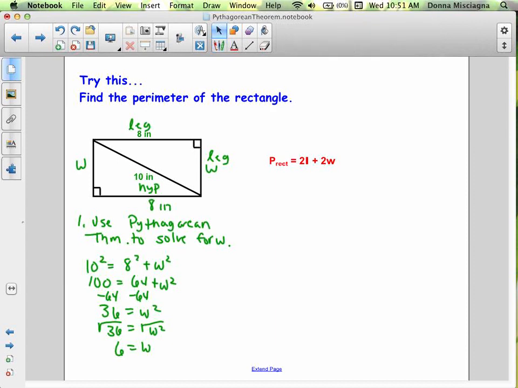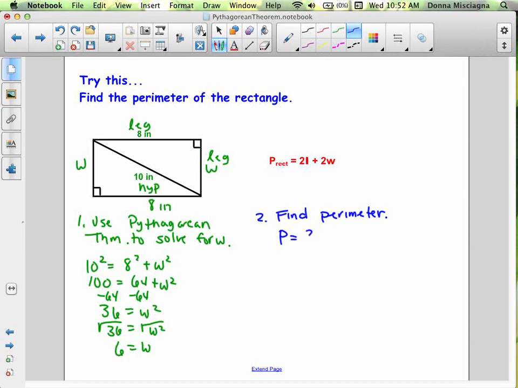Now that we found the missing side, we can find the perimeter. And we'll just use the formula for perimeter. Since the rectangle has two pairs of congruent sides, to find the perimeter, we're just going to add up 2 lengths and 2 widths, the 2 different side measurements we have. It doesn't matter whose length and whose width. Let's make 8, I guess, length, and since I called the other side W, that'll be width.